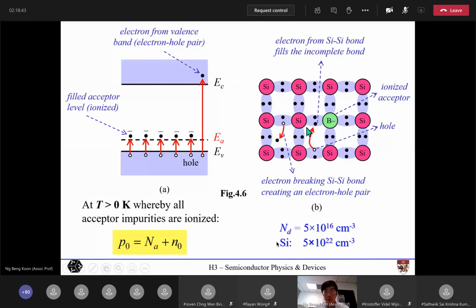So physically, what happens is that for this incomplete bond between the silicon and the boron, you can have electrons from a neighboring silicon-silicon bond, which sits in the valence band, right?